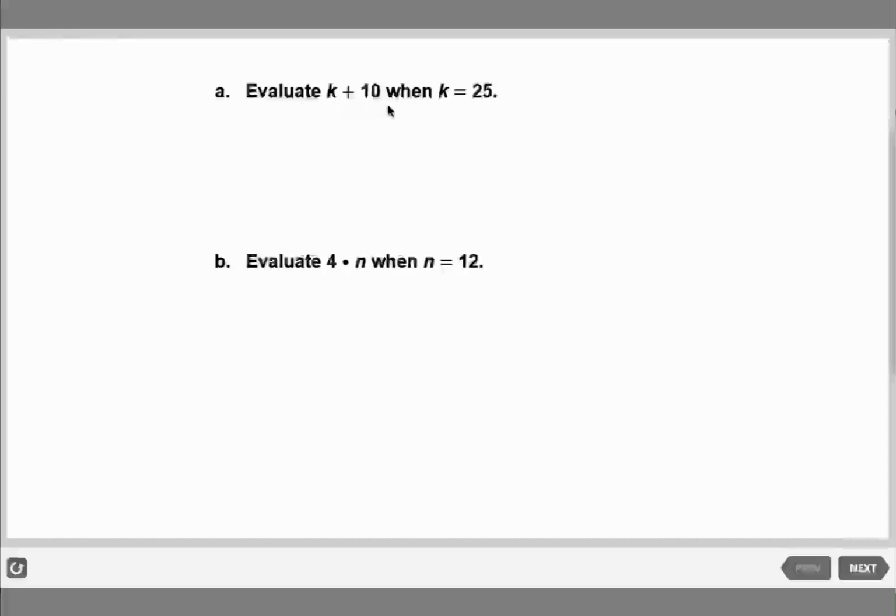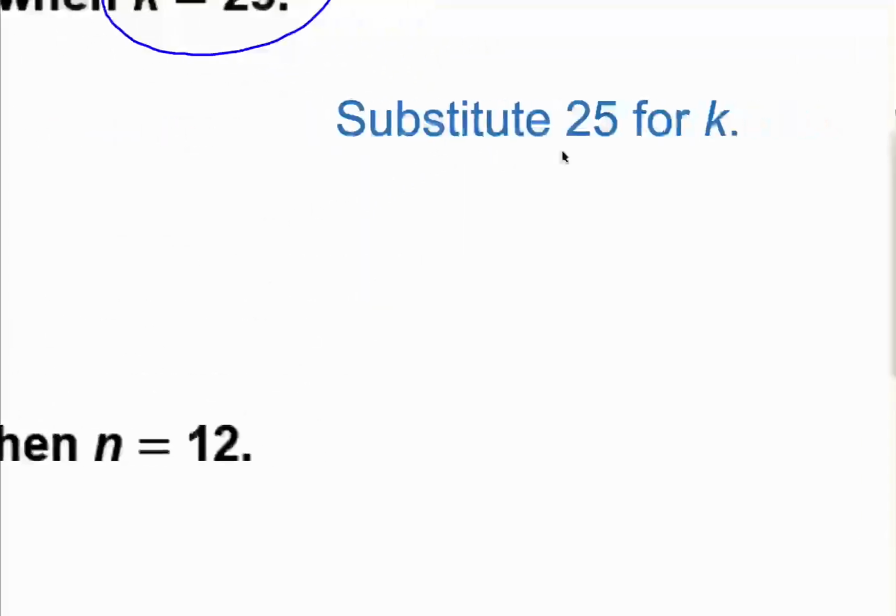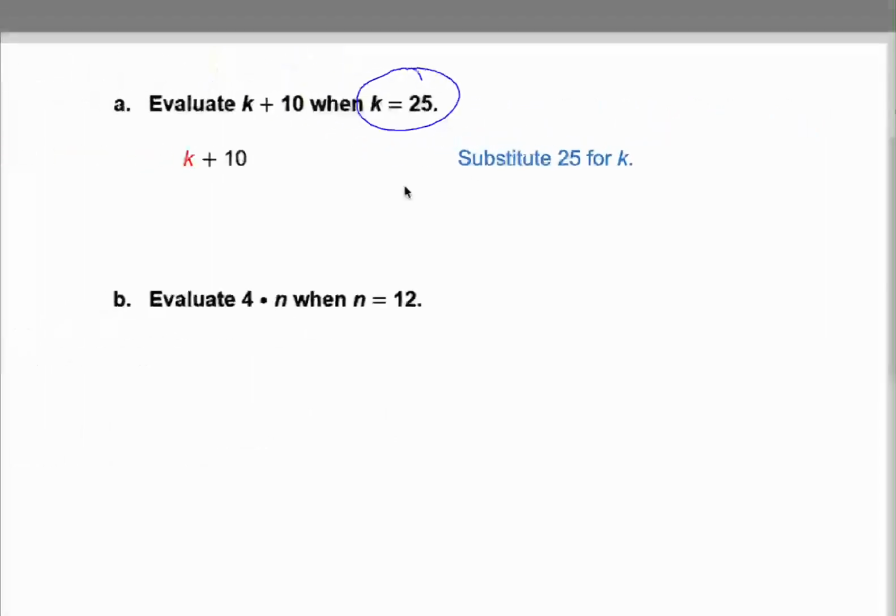Okay, let's see here in A. Evaluate k plus 10 when k equals 25. You should just substitute. So, we substitute k, and k is 25. So, remove the k and write 25. That's it. We call this substitute. So 25 plus 10. K plus 10 is 25 plus 10. Now, let's find it. It's 35.